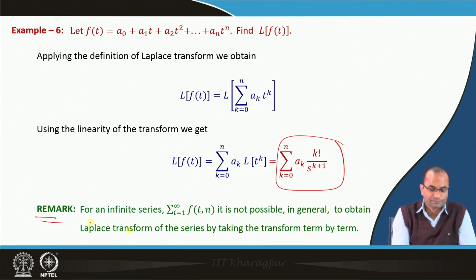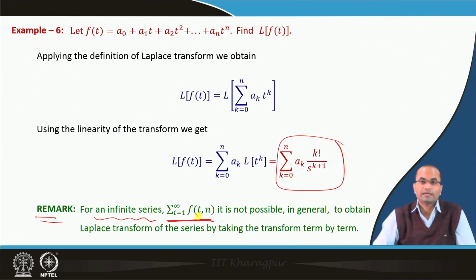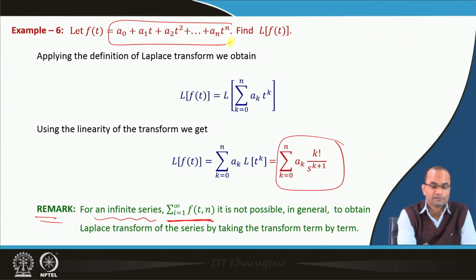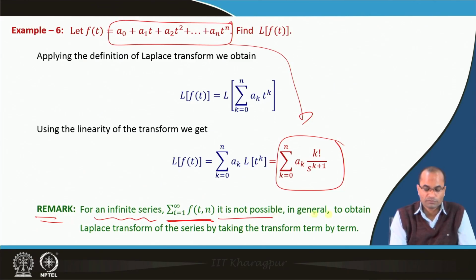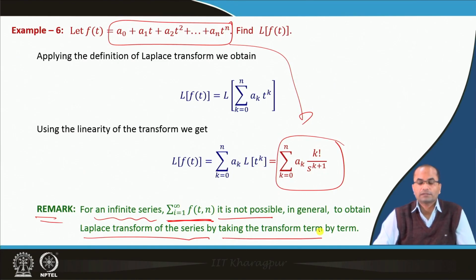But just a remark which can be discussed in some other lecture: in general for infinite series, when we have i from 1 to infinity, here we had finite terms. So, there is no issue, we can use the linearity, but in general it is not possible to obtain the Laplace transform of the series by taking the Laplace transform term by term, because after taking the Laplace transform, the new series may not be a convergent series.